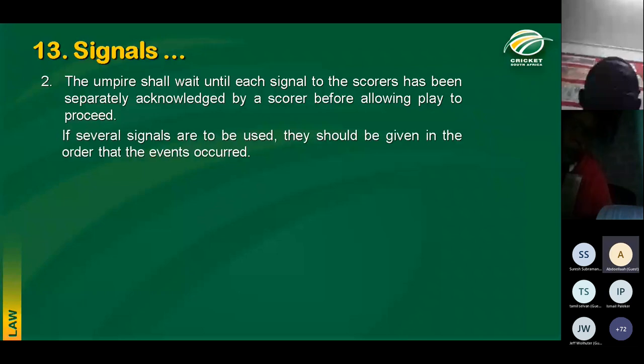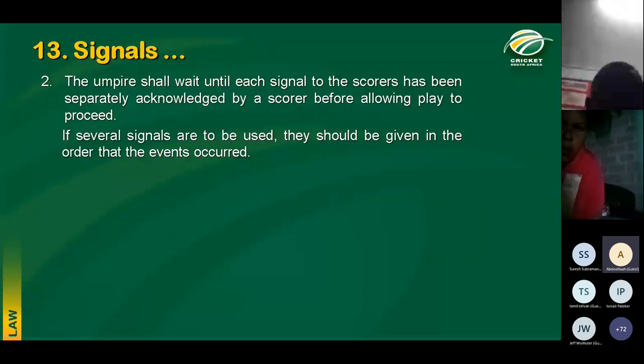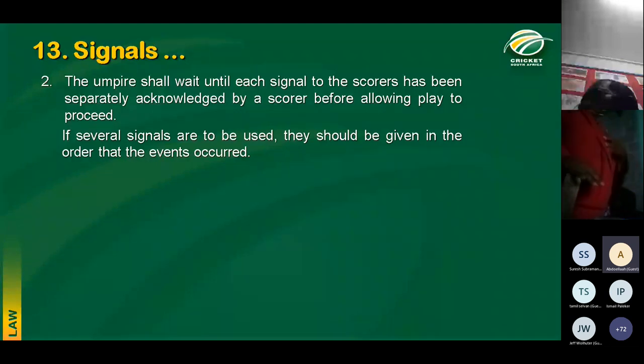There are times where there is more than one signal in one ball. An example of this is the bowler bowls a front foot no ball. It goes against the pad, the batter plays a shot, misses the bat, and it goes against the pad. From the pad, it goes past the keeper and over the boundary. So how are you going to signal this? The law tells us you need to signal it in order of the events that occurred. And when you signal this, there are going to be three signals now. The scorers need to acknowledge each signal separately.